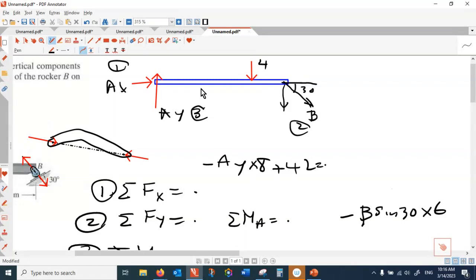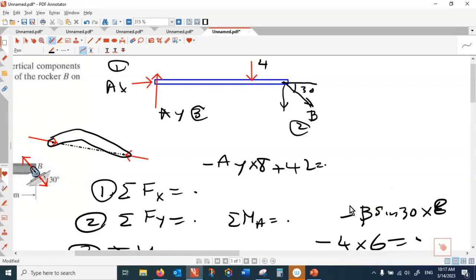A is 8 meters, not 6. Okay, yeah, thank you for that. My mistake, that is 8. And then it is minus 4 times 6. So from here, you can easily find B.